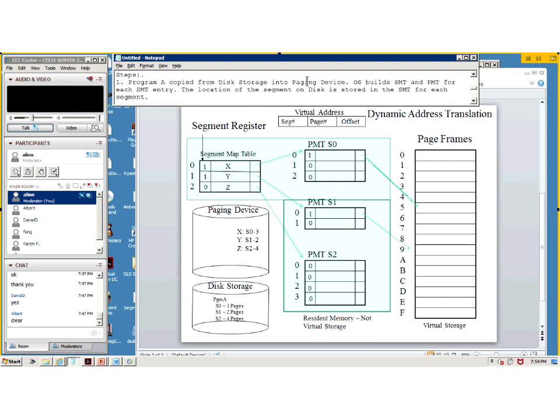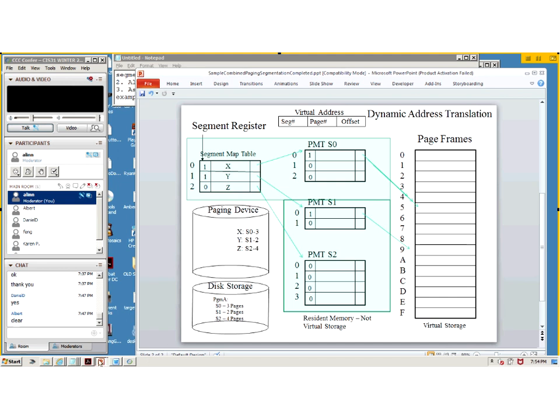So from a copy of the program on disk in the paging device, the OS builds the SMT and PMT for each of the segments. The location of the segment on disk is stored in the SMT for each segment. That's this, the address on disk. All valid bits are 0 until a page is placed in a page frame. Assume the first address is 0010. Then the OS loads S0, P0 into a free frame. In our example, frame 5. Okay, we loaded in frame 5.